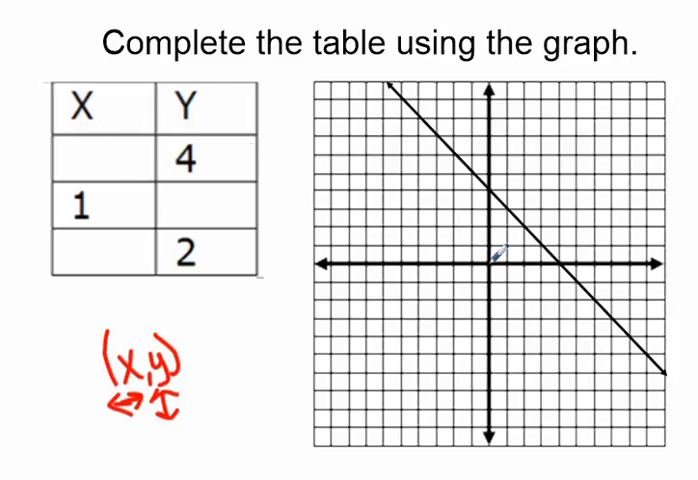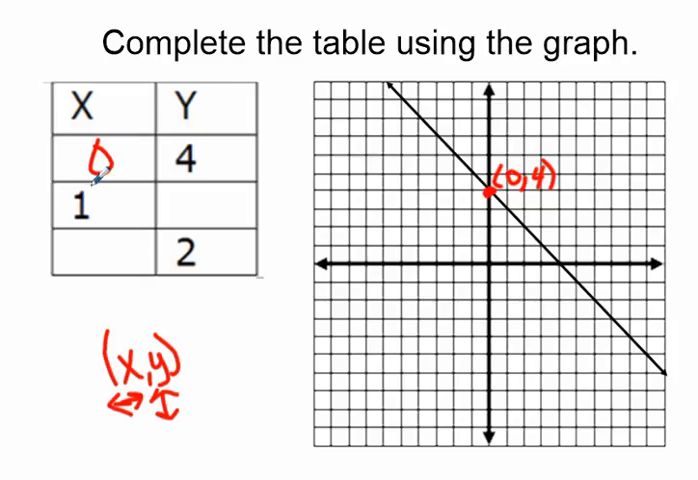So I'm going to start at the origin, just go up 4. 1, 2, 3, 4. And right there, actually, on the y-axis is where this graph, this line, touches y equals 4. So then my x-coordinate here would be 0. So I'm going to fill in this table with a 0.